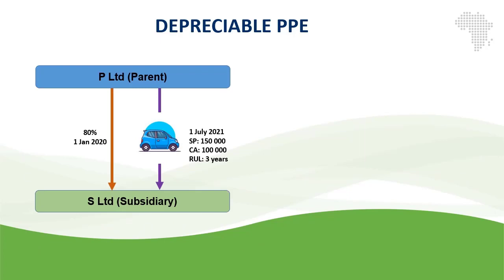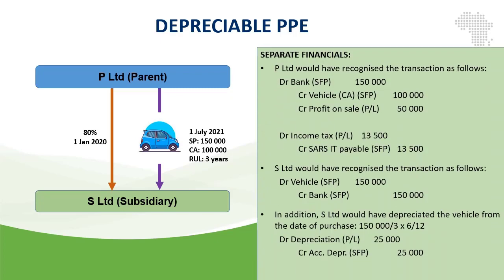So like we did with the first example, we're first going to start by looking at the journal entries that were processed in the individual books of P Limited and S Limited, and then we will use those to prepare our pro formas. In the books of P Limited, they debited bank with 150,000 to show that they received an amount for the sale of the vehicle. And then they credited the vehicle with 100,000 to de-recognize it out of their books.